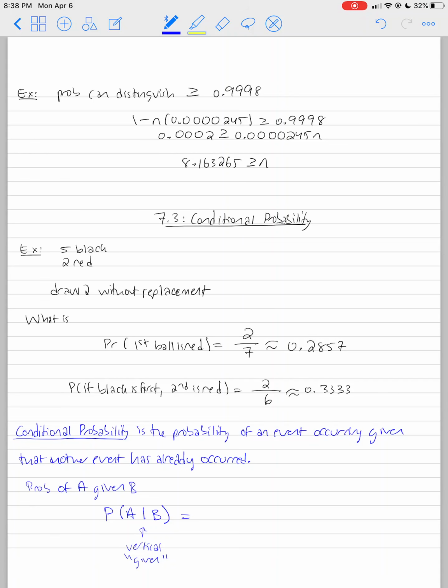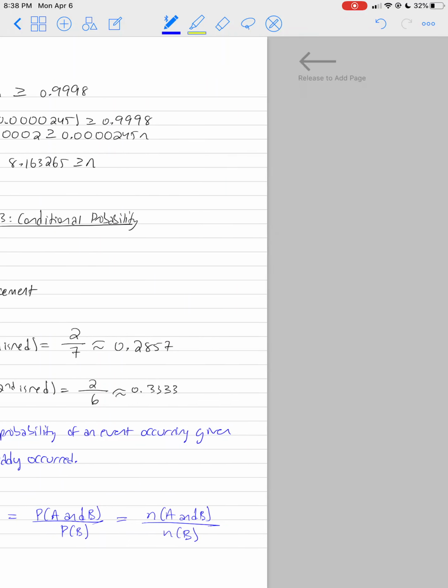The formula for it, there's actually 2 versions, is you can do the probability of A and B divided by the probability of B, or you can do the number of things in the event A and B divided by the number of things in the event B. This can be rewritten to what is known as the product rule that says the probability of B times the probability of A given B is the probability of A and B.